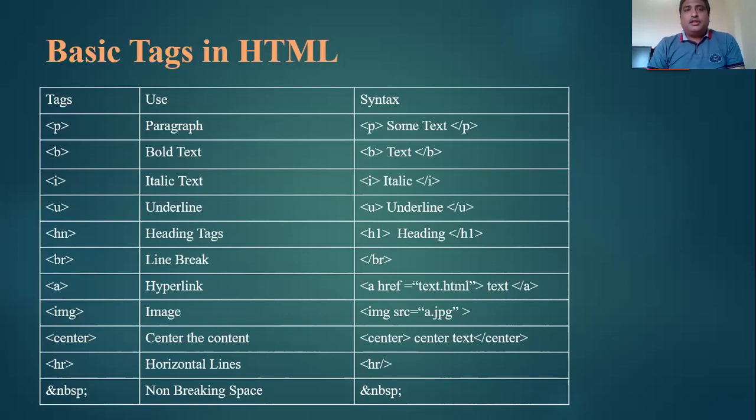a tag for hyperlink. Whenever we want to redirect to another page, we use the anchor tag. Then the img tag to display an image. Its syntax is img src, where we specify the path. In the anchor tag, we use the href attribute where we specify the page. In the image tag, we use src to set the path of the image.